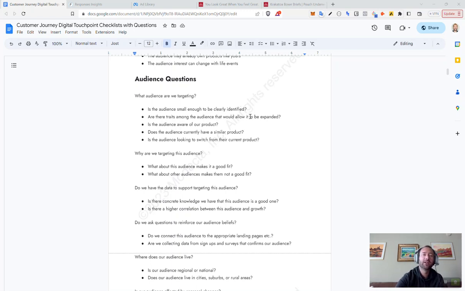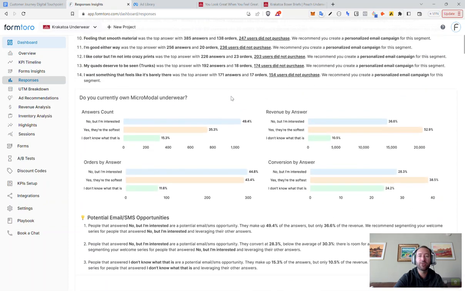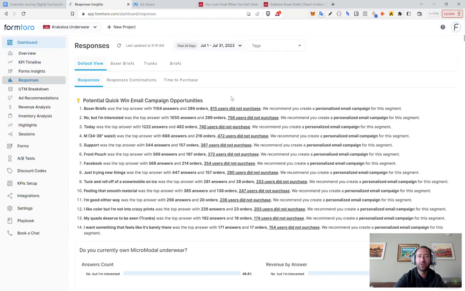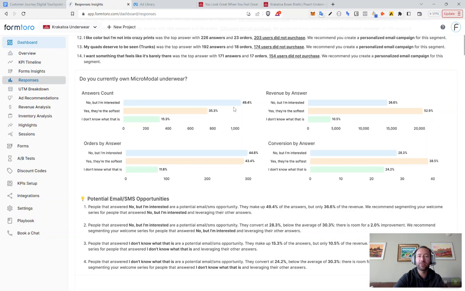So if I look at some responses from our client here, we ask multiple questions during sign up when they sign up for their discount code. And so I'm looking at answers to multiple questions. For instance, this underwear company uses micromodal, which is a type of material that's super soft, in order to make more comfortable underwear. So we asked, do you currently own micromodal underwear?